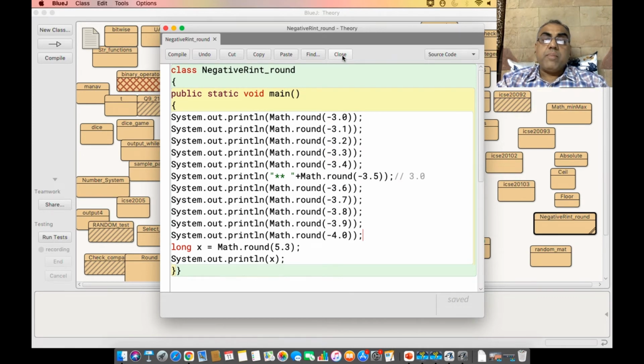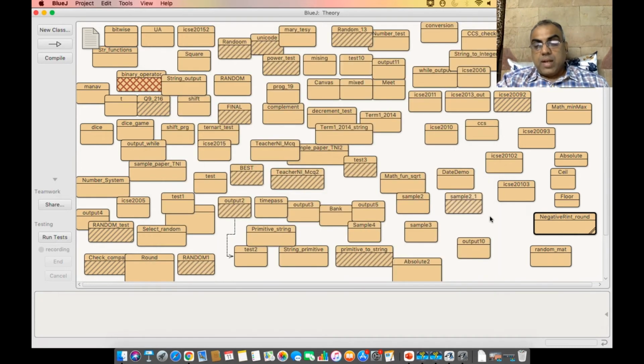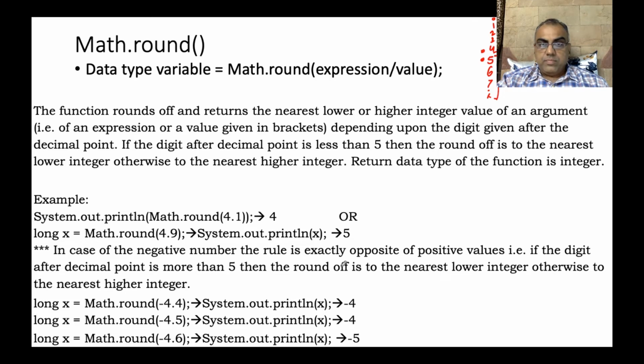To understand what Math.round is going to return, you should practice these programs, or rather the lines. It will help you understand the concept really well. So round is very important. It is the only function that returns compulsorily an integer value, but of a long data type.